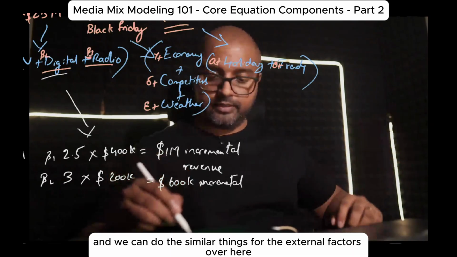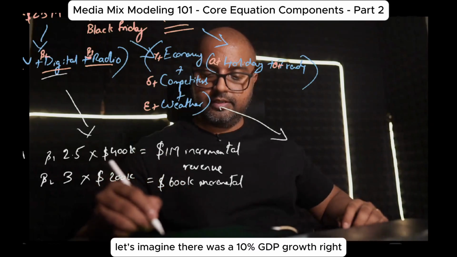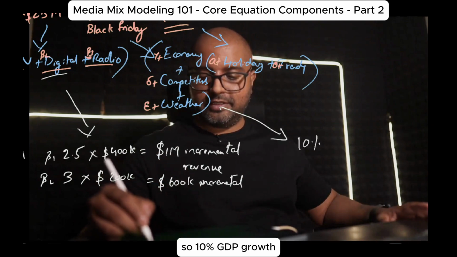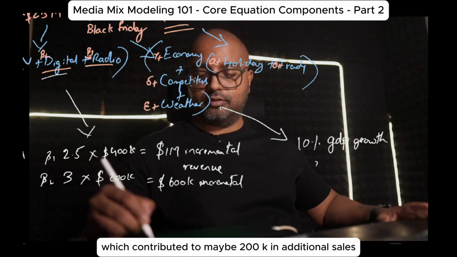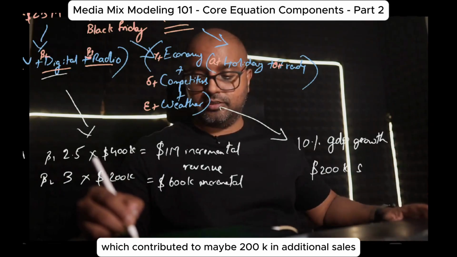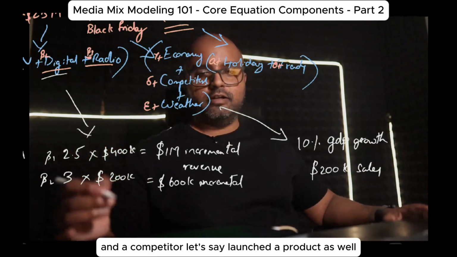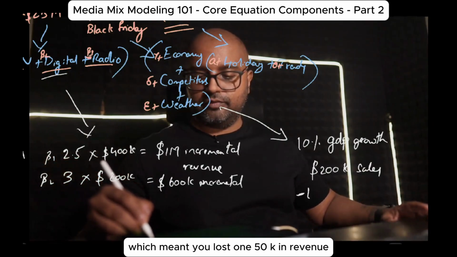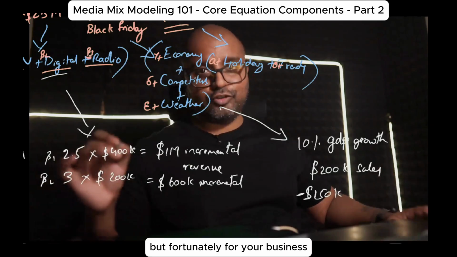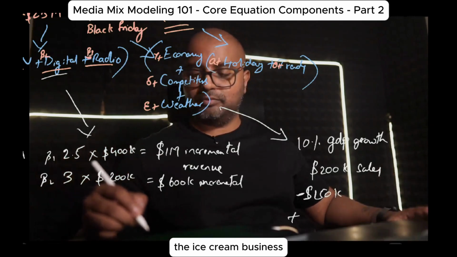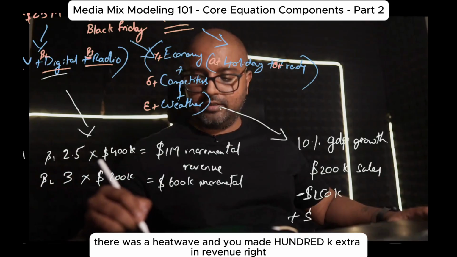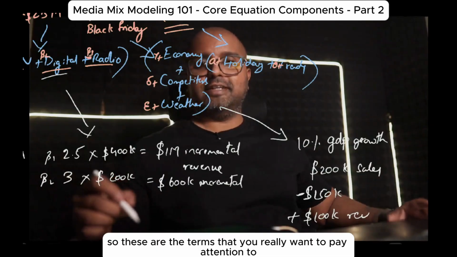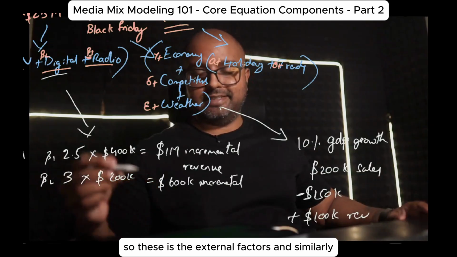And we can do similar things for the external factors over here. Let's imagine there was a 10% GDP growth, right? So 10% GDP growth, which contributed maybe 200K in additional sales revenue for your business. And a competitor, let's say, launched a product as well, which meant you lost 150K in revenue. But fortunately for your business, the ice cream business, there was a heat wave and you made 100K extra in revenue, right? So these are the terms that you really want to pay attention to. These are the external factors.